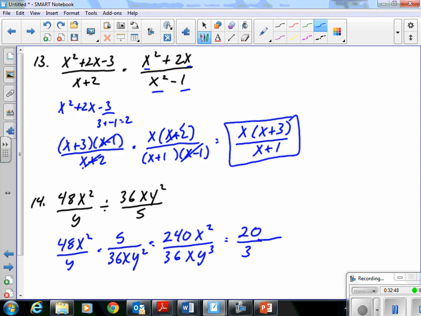X squared over x. When you're dividing by the same base value, you subtract the exponents. So it's going to be x to the 2 minus 1, or just x. And then there's nothing to go with the y to the third, so it's going to stay on the bottom.